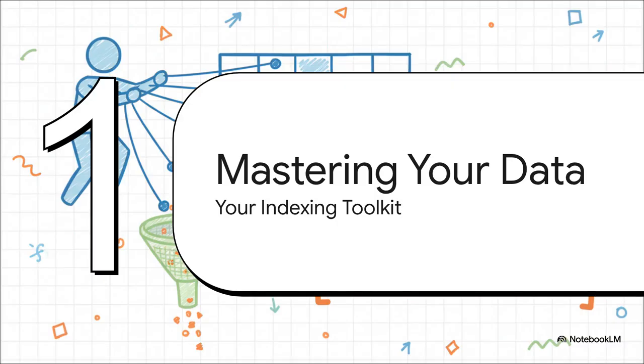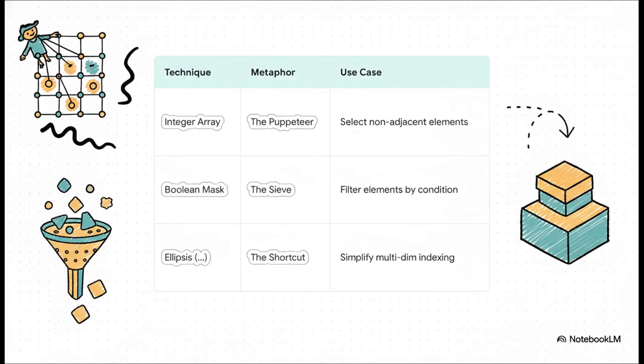We have covered a ton of ground here. So let's do a really quick recap of this new indexing toolkit just to make sure these concepts are locked in. So, let's put it all together. What's in our new toolkit? We have integer array indexing, the puppeteer, which is perfect for when you need to handpick specific non-adjacent elements and build a whole new array. Then there's Boolean masking, the sieve, your absolute go-to for filtering data based on any condition you can dream up. And finally, the ellipsis, the shortcut for keeping your code clean and readable, especially with that complex high-dimensional data.